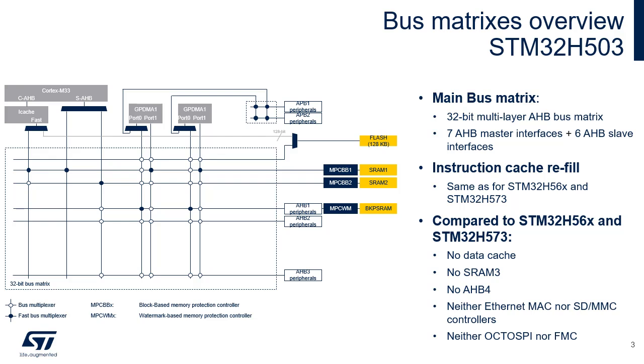This slide describes the 32-bit bus matrix of STM32H503 microcontrollers. The AHB5 multi-layer bus matrix in the center of the figure interconnects 7 masters and 6 slaves. Through multiplexers, the general-purpose DMA controllers have a direct access to APB buses, enabling them to efficiently service requests from APB peripherals.